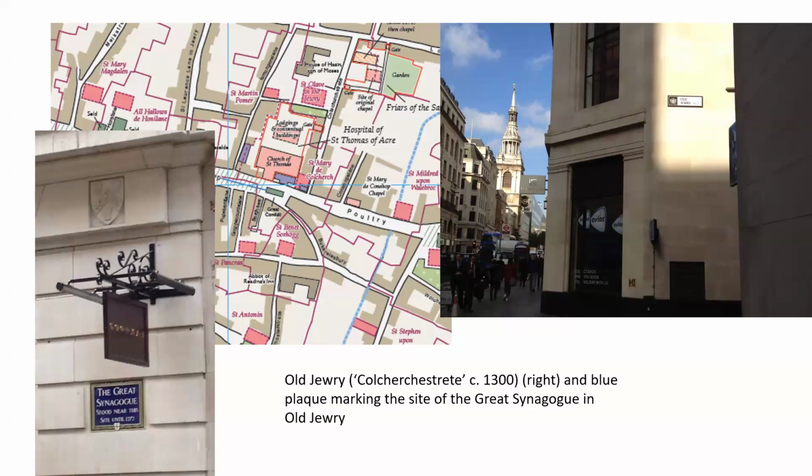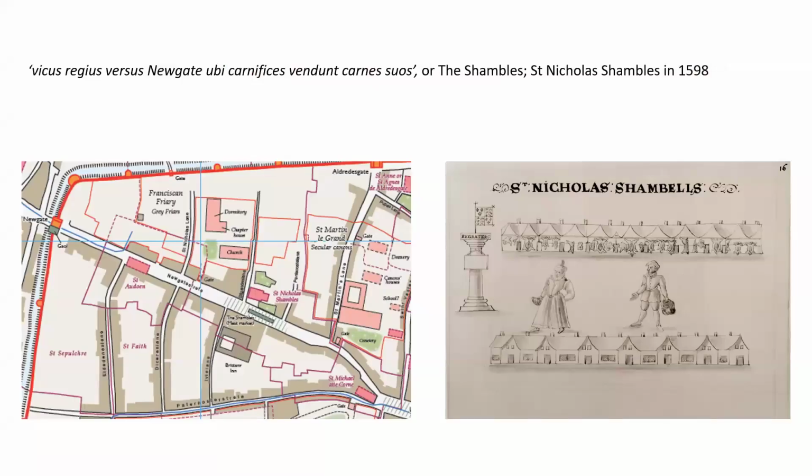Elsewhere, we just had to make a decision between Latin and English, as with the feature that we've labelled the Shambles. The street is referred to in contemporary documents as Vicus Regius versus Newgate ubi carnifices vendunt carne suis. I'm quite sure that people didn't use that in everyday conversation. But we know that the vernacular name or word Shambles was in use because the church of St Nicholas there was surnamed at the Flesh Shambles by 1305.